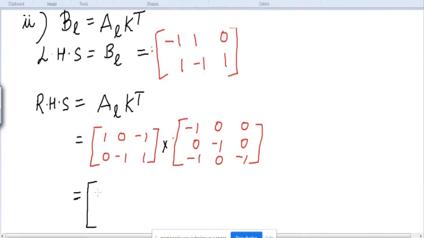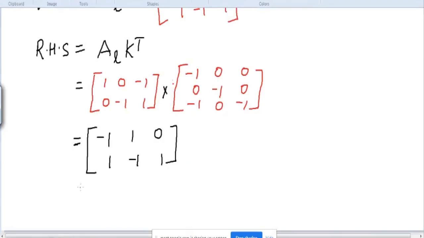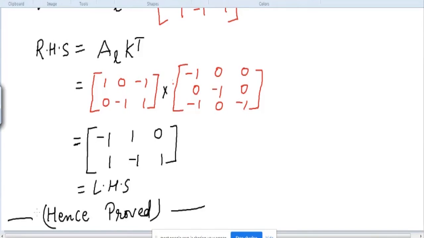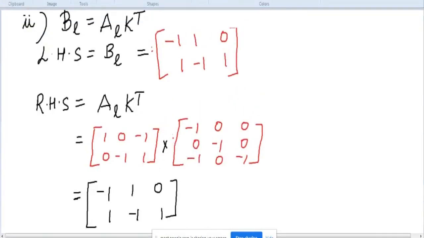So, you can multiply it in your copy. The value should come minus 1, 1, 0 and 1, minus 1, 1. So if you get this value, then this RHS will be equal to LHS that is given, and hence it will be proved. So you are supposed to make this multiplication and reply on the chat box whether you are getting the correct results or not. So please make it fast. Till that time I will switch to the third matrix or the third identity which is asked to prove.